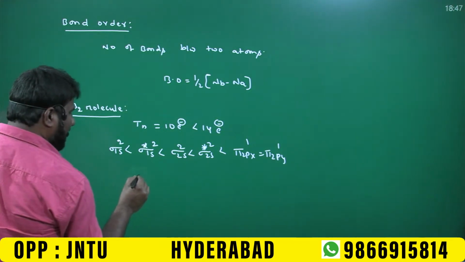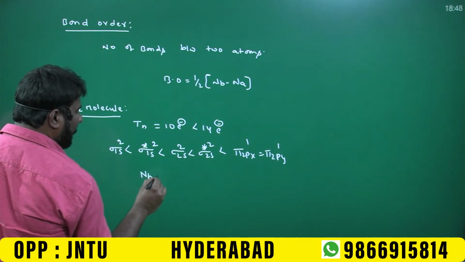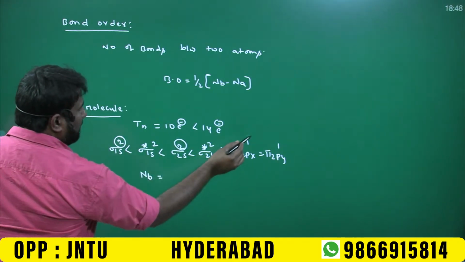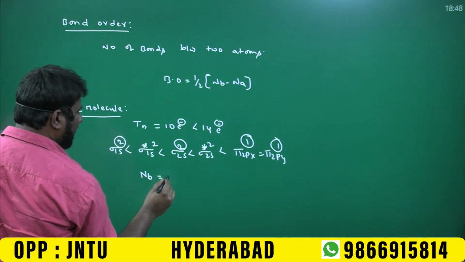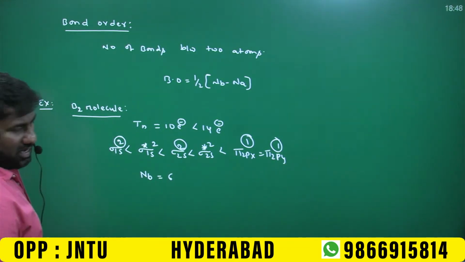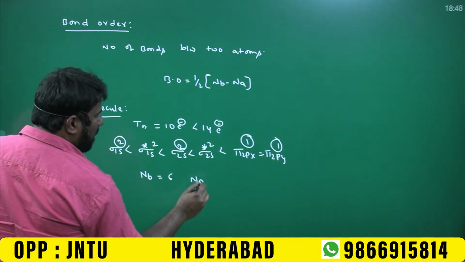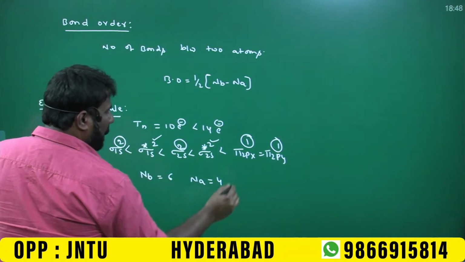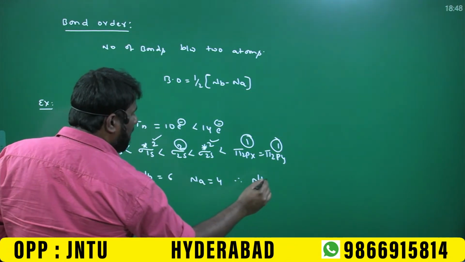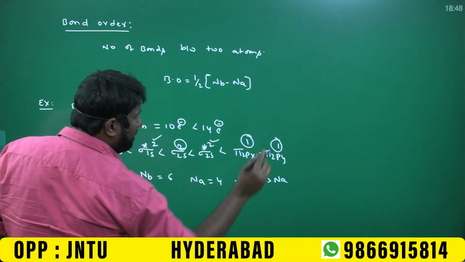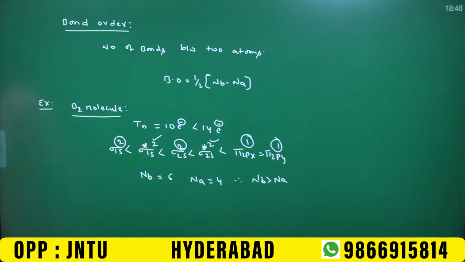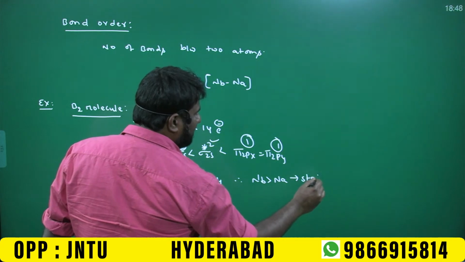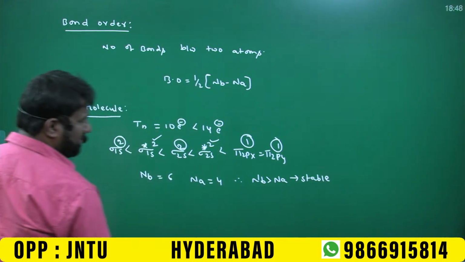Within the B2 molecule, how many bonding electrons do we have? 2, 4, 6. The number of bonding electrons is 6. The number of anti-bonding electrons is 2 plus 2, 4 electrons. As the number of bonding electrons is greater than the number of anti-bonding electrons, is it stable or unstable? Stable, right? That is the first thing.